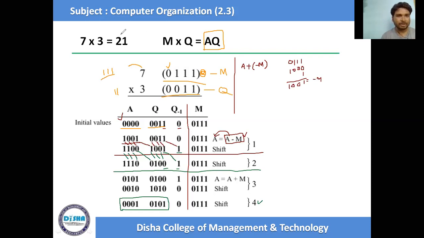So what is the decimal of this multiplication? This is 21. So here we are getting the value. What is the position value? 0, 1, 2, 3, this is 4. So 2 to the 4 is 16, plus 2 to the 2 is 4, plus 2 to the power 0 is 1. Which equals 21. So we are getting the result here.